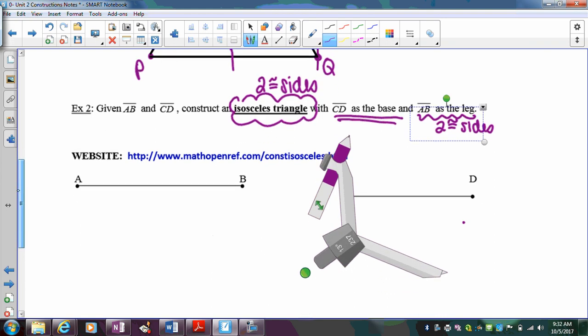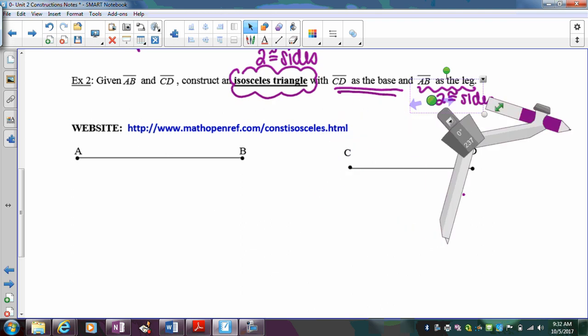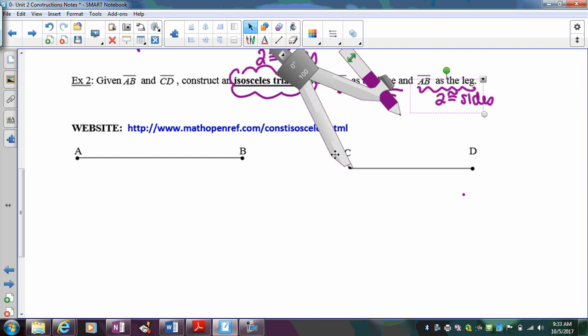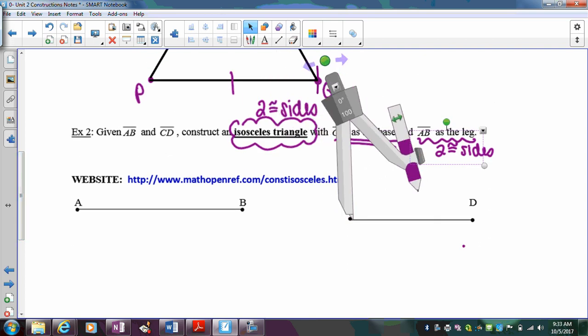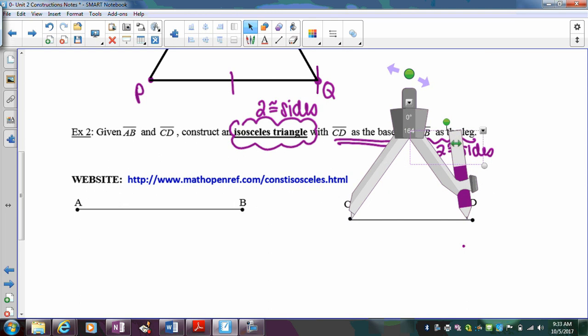So those are the ones I'm going to copy twice. So I'm actually going to start with CD, and let's do that one first, because typically when you draw an isosceles triangle, you see the non-equal sides on the bottom. Not that that's the only way to do it, but that's typically how you're used to seeing it, so I'm going to stick with that. So I extend this out. We're going to measure to D, draw my arc.